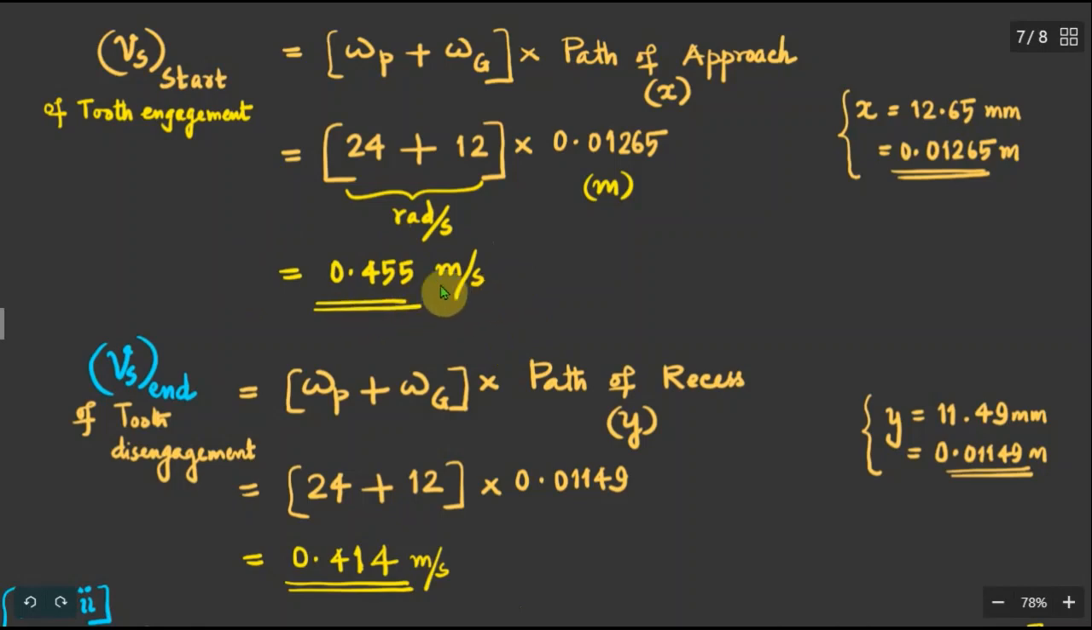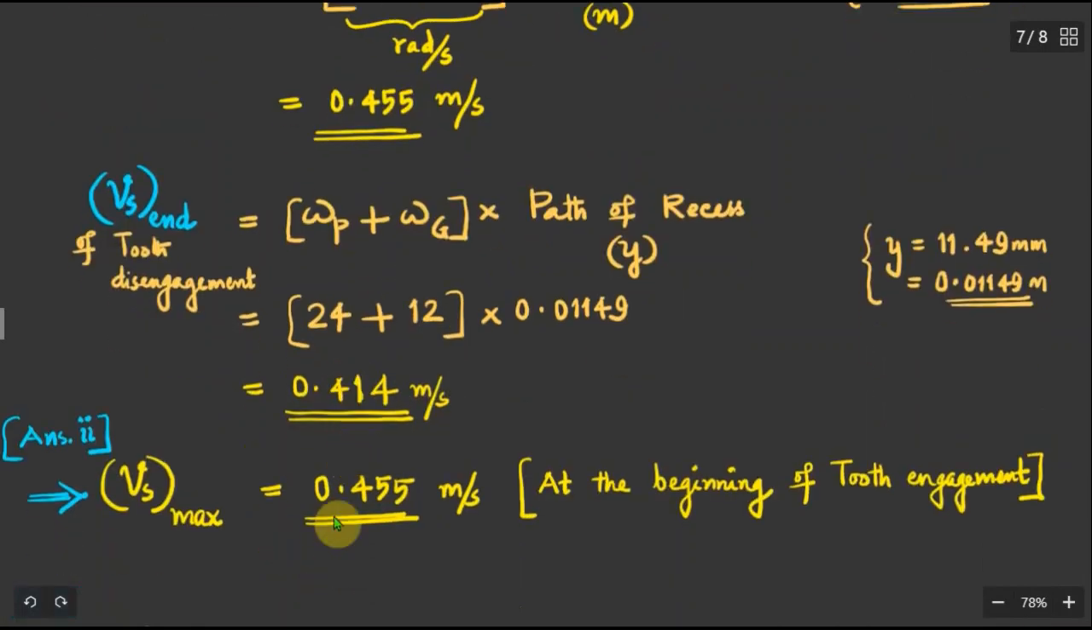Out of the two possible velocities of sliding, 0.455 meter per second happens to be the maximum. So therefore the maximum velocity of sliding here is 0.455 meter per second. That occurs at the beginning of tooth engagement. That completes the solution. Thank you.